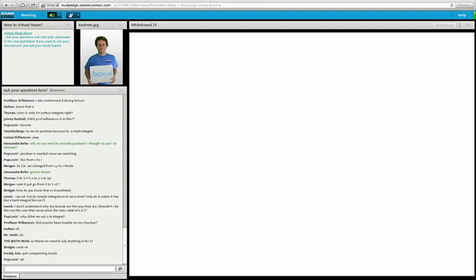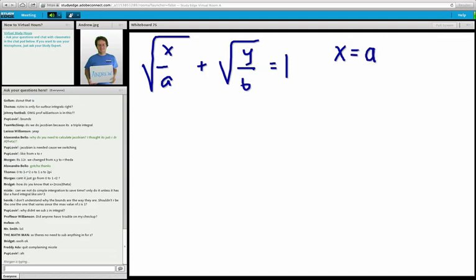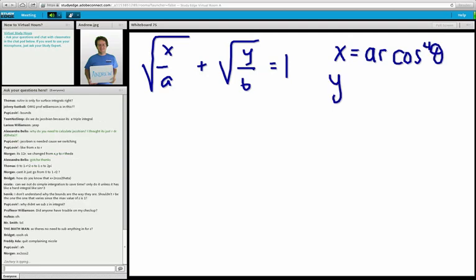Find the area of the region in the first quadrant bounded by the asteroid, square root of x over a plus square root of y over b equals 1, and the coordinate axes. There's a multitude of different substitutions you can make in order to make this work well. What I want to use is x equals a r cosine to the 4th of theta. A lot of people are going to wonder, why did you use cosine to the 4th? Oh, hold on. Let me get this first.